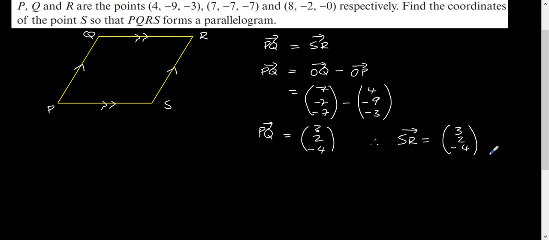It has to be. Now SR can also be written as OR minus OS, the position vector of R, take away the position vector of S. And we have the position vector of R. So I don't know why they put minus 0 there, but it is just a 0. So we've got the position vector of R. So let's put in what we know. 3, 2, minus 4, that's SR. OR is 8, minus 2, 0.